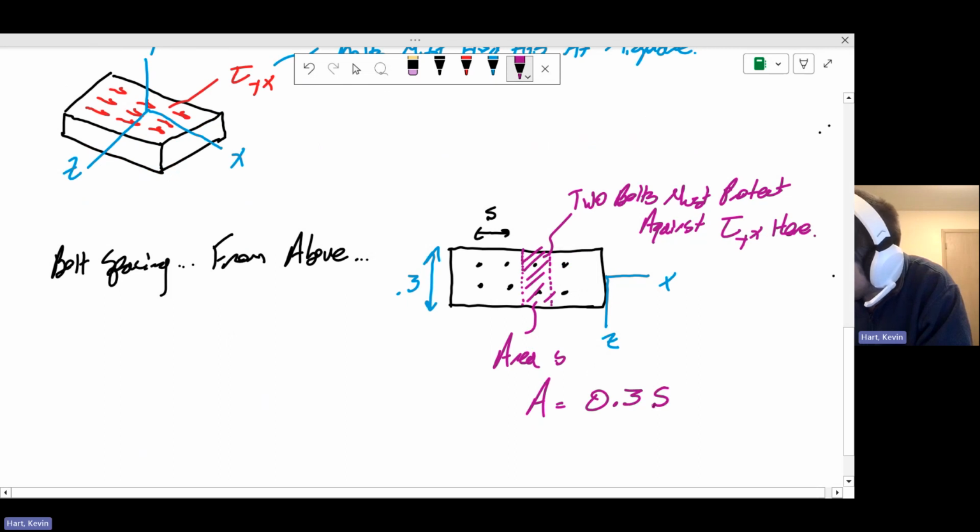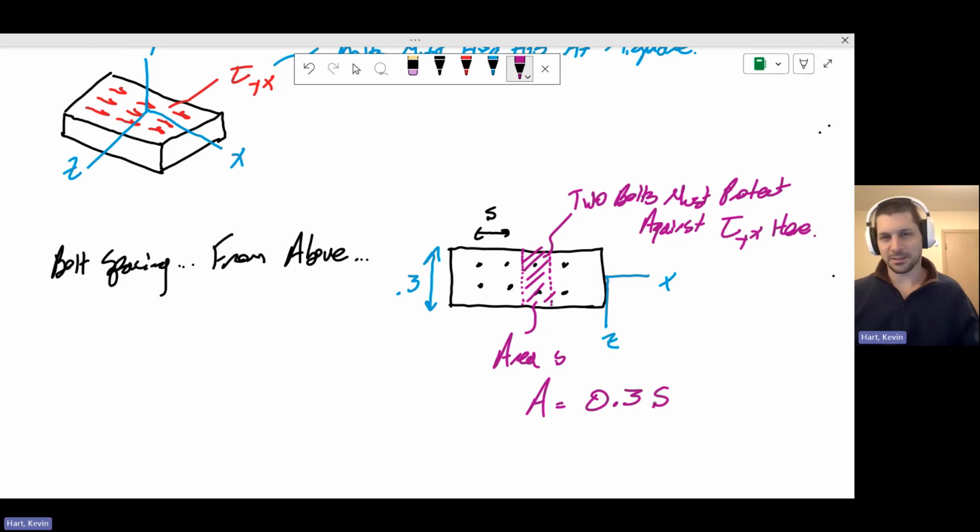Okay, and so this area here is 0.3 times whatever spacing we pick, S, right? The spacing is up to us. It's what we're deciding. And if we make the spacing longer, the bolts need to cover more area for this shear stress to act. If we make the spacing less, then the shear stress that's acting between the boards is held by more bolts, right? Because we have a smaller length between them.